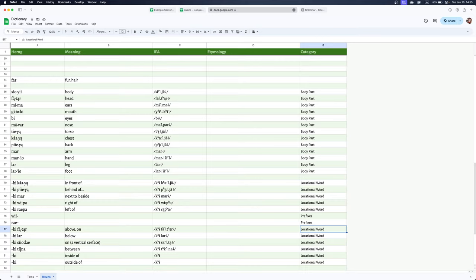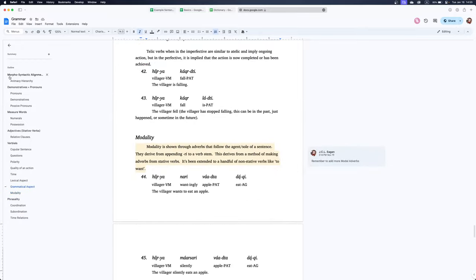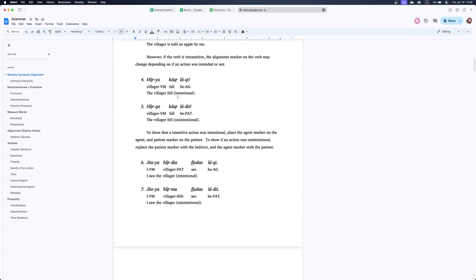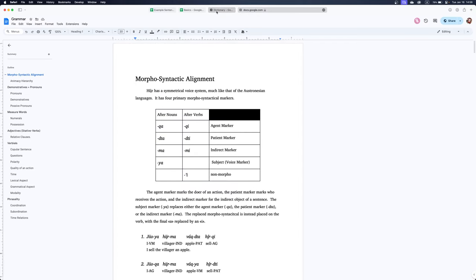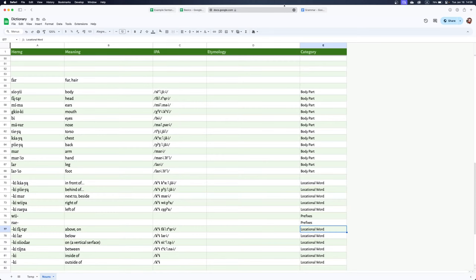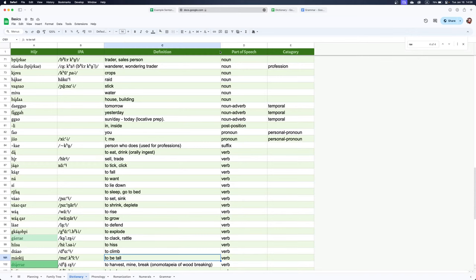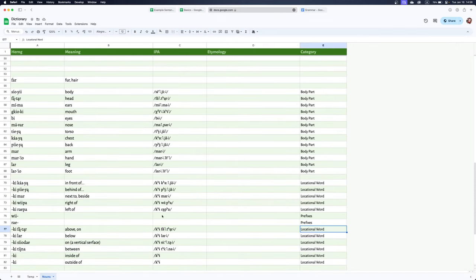That is fascinating. However, we do have valency figured out, as this language is symmetrical, I think it's called. I always call it Austronesian alignment, but symmetrical alignment is what I think the official term is now, which you can actually see in the very first part of the grammar document. So yeah, valency isn't too big of an issue at the moment. So prefixes.